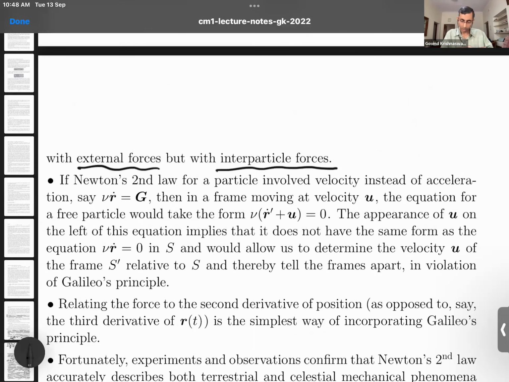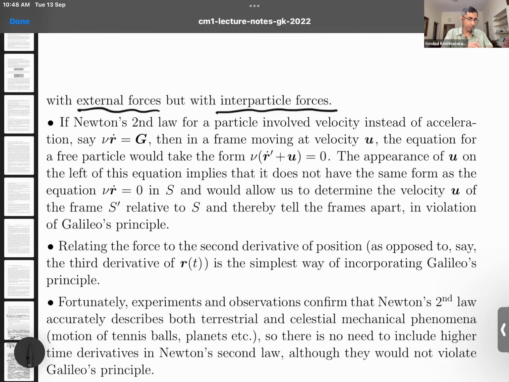There are other aspects of Newton's second law, one or two, which I would like to emphasize here. You might ask, what if Newton's second law for a particle involved velocity instead of acceleration? Suppose the equation said, instead of mass times acceleration, mass times velocity, or some number nu times velocity, is equal to some right-hand side, which is some analog of force. I will call it G here.